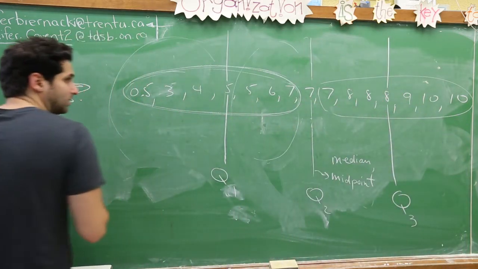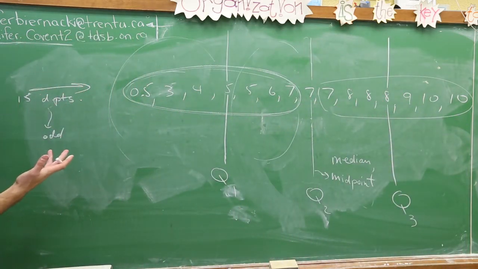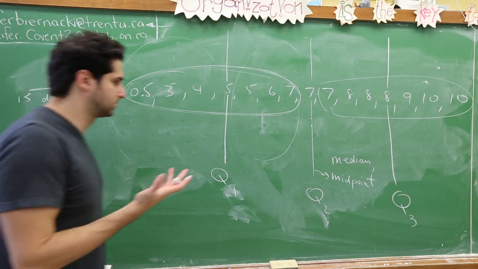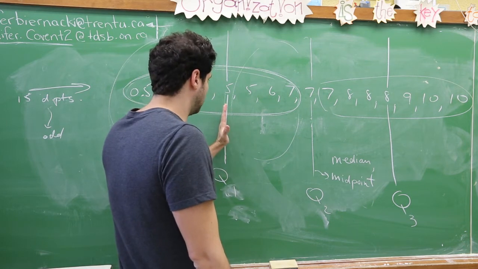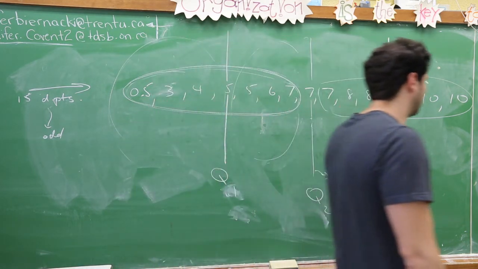Okay, so they call this thing a box and whisker plot. So the box is going to be running on the left edge from Q1 to Q3.